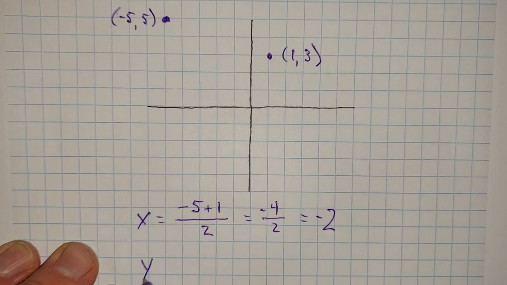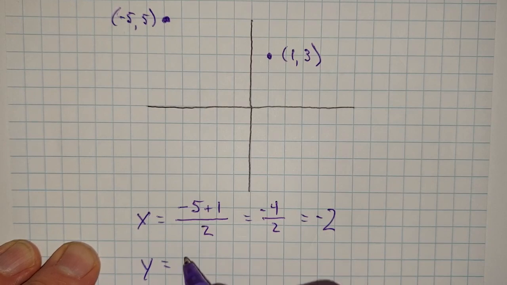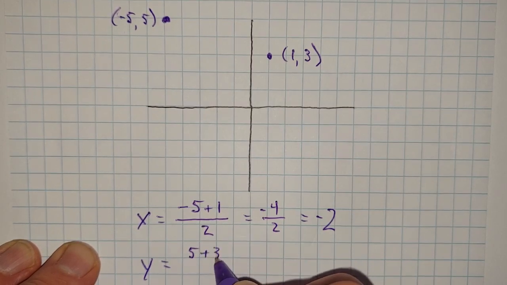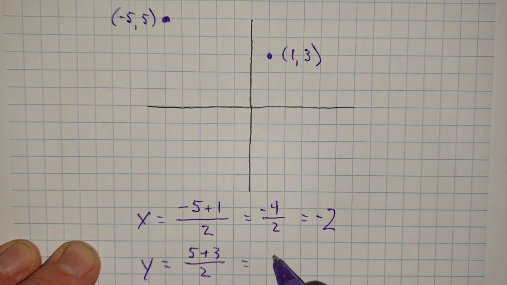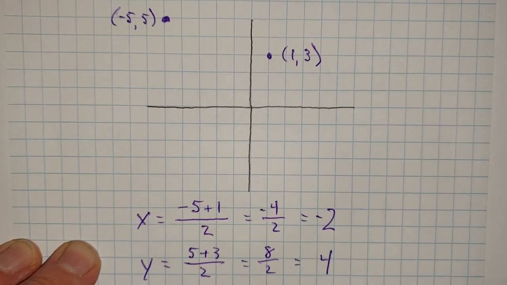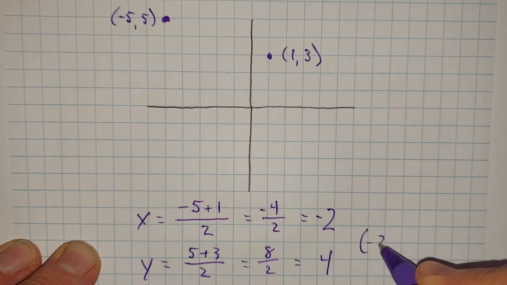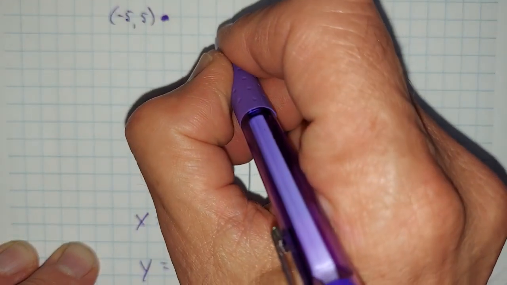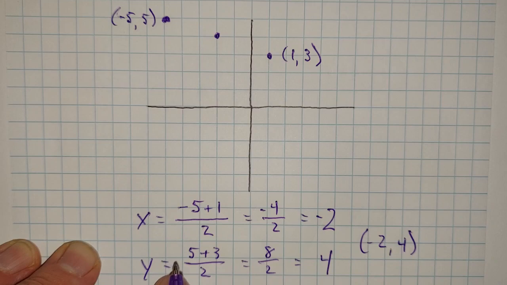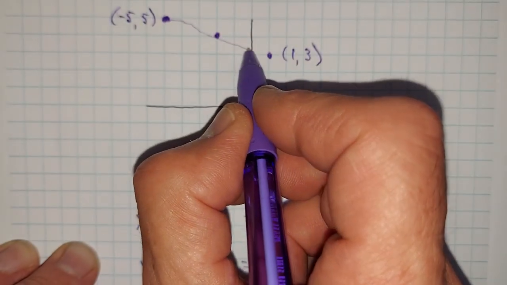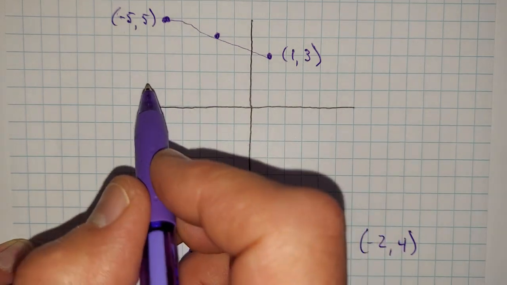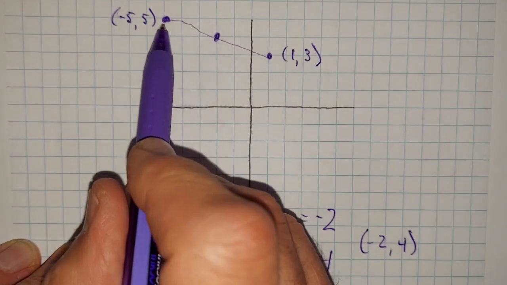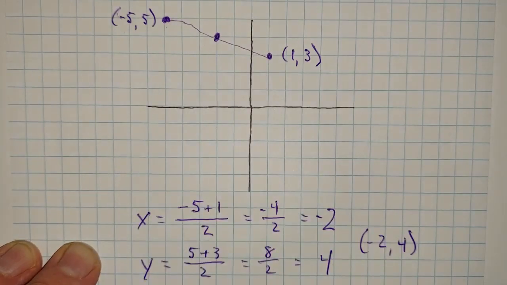The y-coordinate will be 5 plus 3 divided by 2. 5 plus 3 is 8. We divide that by 2, we get 4. So our midpoint would be at -2, 4. 1, 2, 1, 2, 3, 4. Right here, okay, and you can see, I can almost draw a straight line that is going to be halfway between the other 2 points.